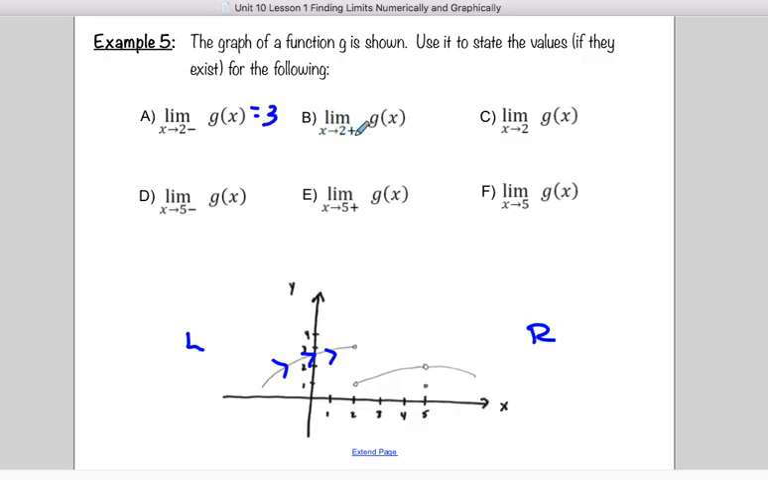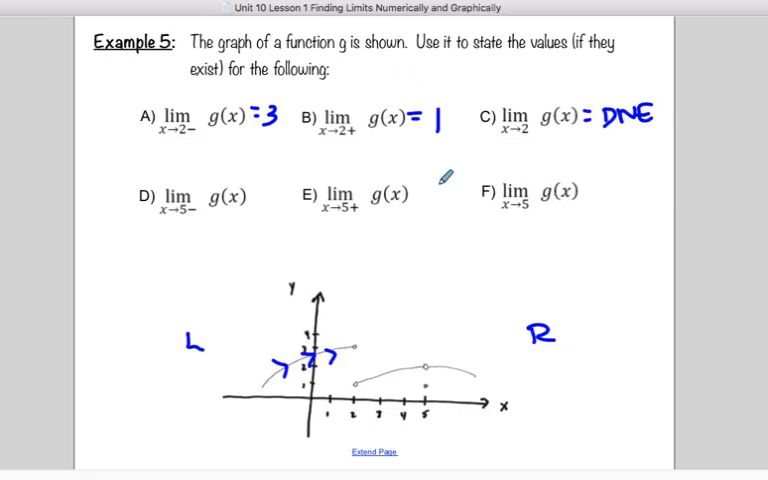This one's asking me to find the limit as x approaches 2 from the right. Here's 2. Here's my right-hand side, so I'm following along this curve, and it tells me my y value is getting close to 1. Now, my overall limit at 2. Well, does my left-hand side and my right-hand side equal? No, it does not, so this does not exist. So there's A, B, and C.